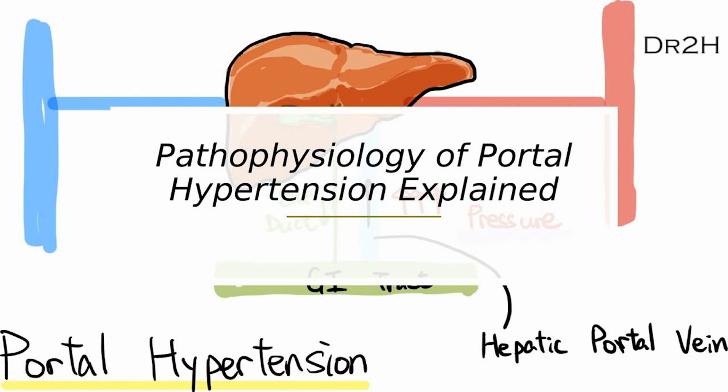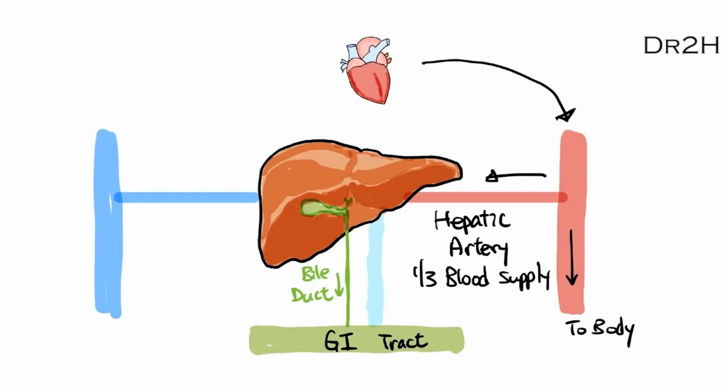Now, today, let's look at the pathophysiology of portal hypertension. And first, let's review the major blood flow of the liver. There are two inputs of blood flow into the liver.